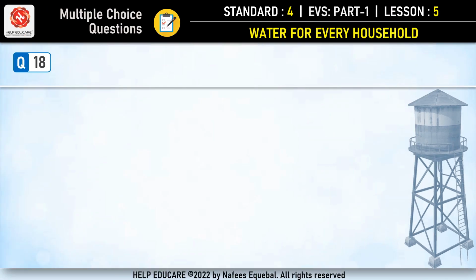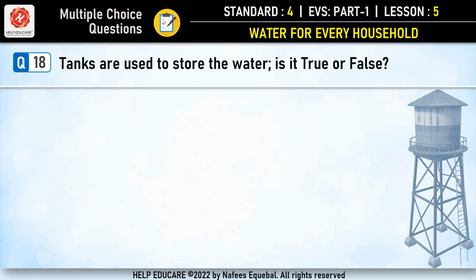Question number 18. Tanks are used to store the water. Is it true or false? First option, true. Second option, false.